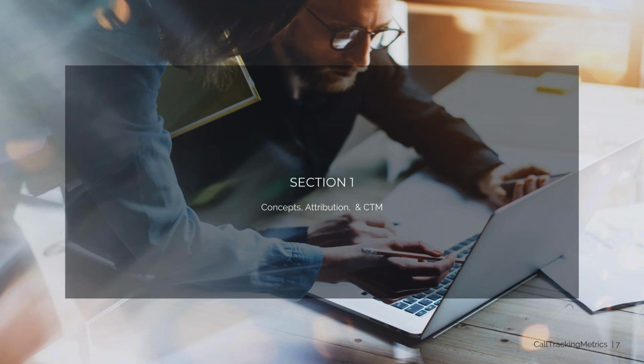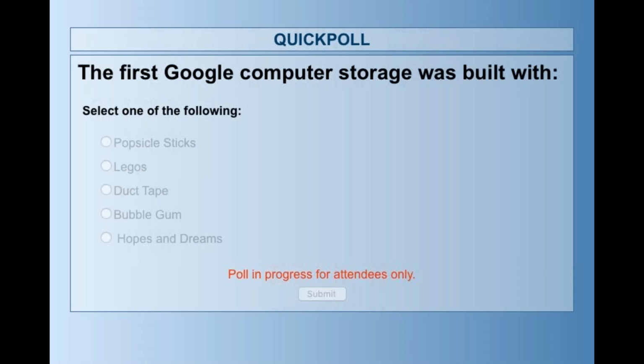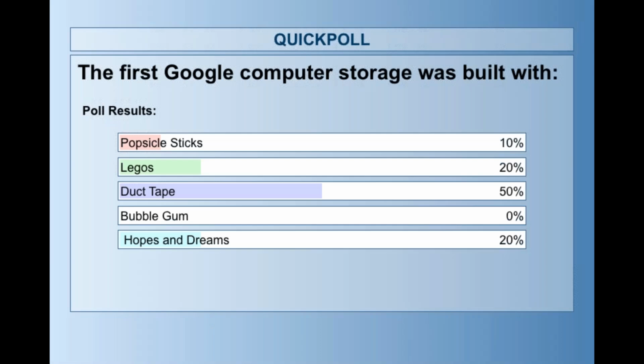So let's see about one other one before we begin. The first Google computer storage was built with, was it popsicle sticks, Legos, duct tape, bubblegum, or hopes and dreams? If I had Jeopardy music, I would play it right now, but I will spare everyone and not hum it. Okay, looks like just about half of us have voted.